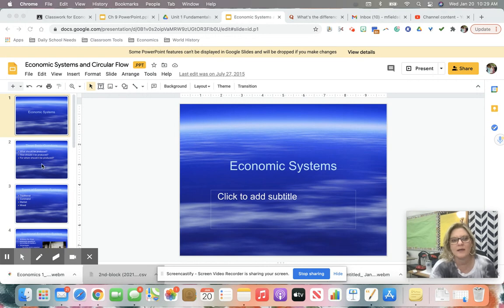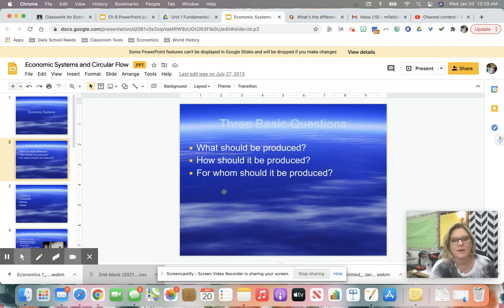So when we're talking about economic systems, we're talking about the idea that there are three basic questions of what should be produced. So what are you going to make? How should it be produced? So what resources are going to be involved in the inputs to produce that item? And for whom should it be produced? Who are we making this for?